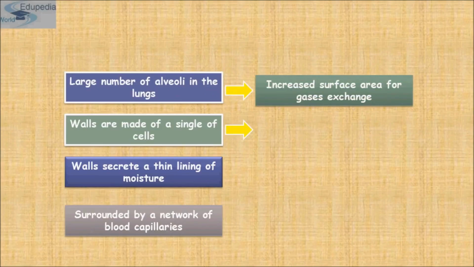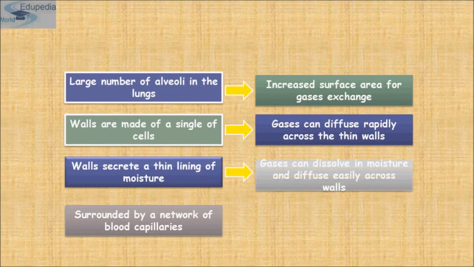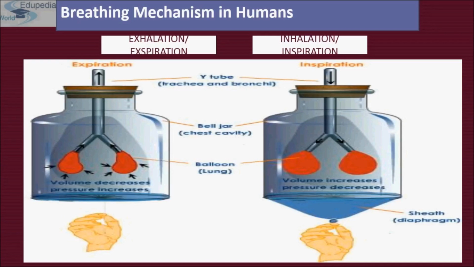Now, the large number of alveoli, or air sacs, in the lungs increase the surface area for gaseous exchange. The walls are made up of a single layer of cells, so gases can diffuse rapidly across the thin walls. The walls secrete a thin lining of moisture. Gases can dissolve in the moisture and diffuse easily across the walls, and it is surrounded by a network of blood capillaries which can transport oxygen and carbon dioxide efficiently.